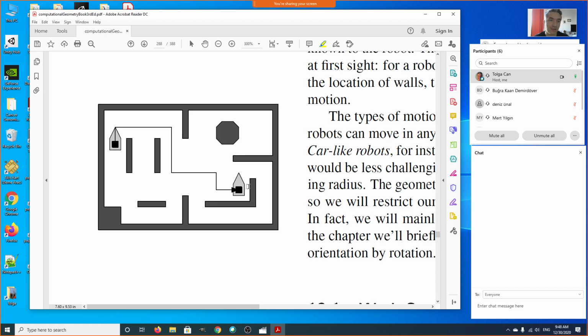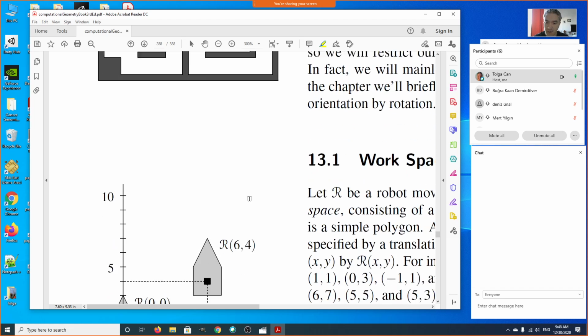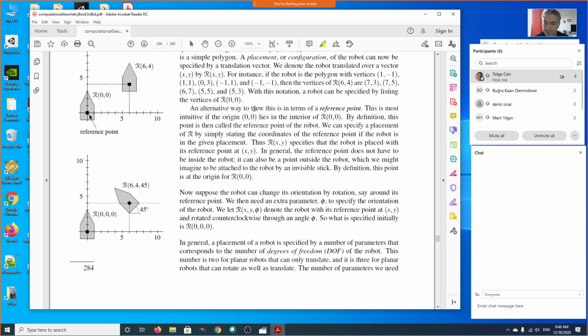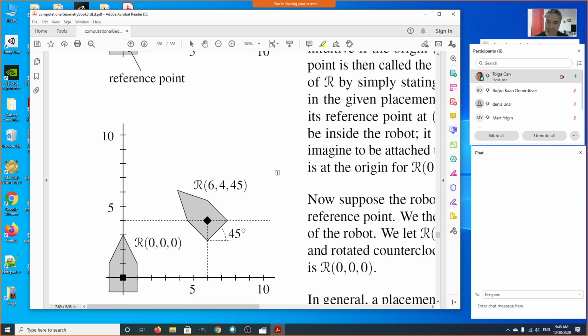So that rotation could actually be indicated by a single angle in 2D. So this may be a particular configuration, 6, 4, 45. This is my robot's polygon in this resting position, and this 6, 4, 45 may indicate that the robot has moved 6 units to the right, 4 units to the top, and it's rotated in such a way that its bottom edge makes a 45-degree angle with the x-axis. So this may be a particular configuration.